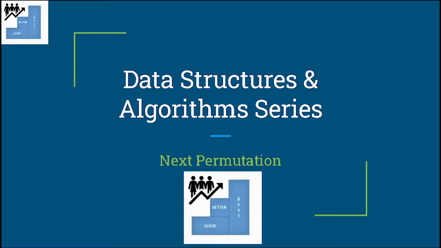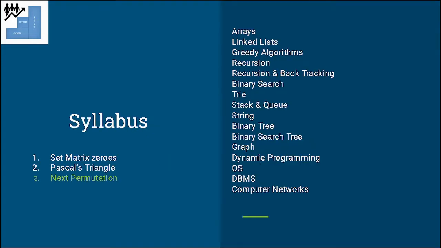Today we'll see the third question on arrays. We had already solved two questions on arrays: setting matrix zeros and Pascal's triangle. Today we'll see the next permutation question. I suggest you have a look at the first two videos, where you'll get a feeling for some more array questions.